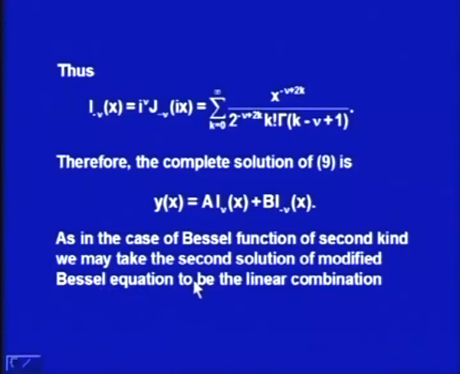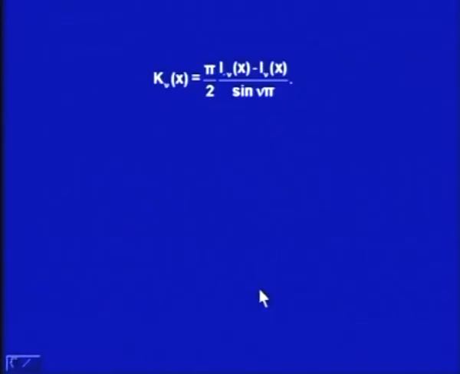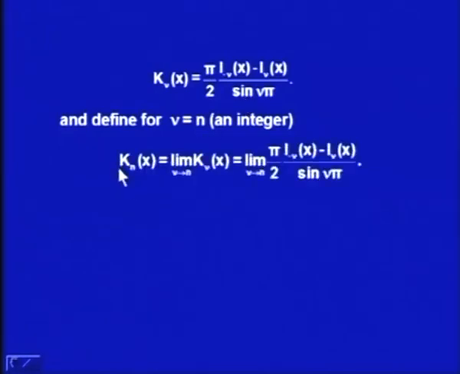Now, as in the case of the Bessel function of the second kind, we may take the second solution of the modified Bessel equation to be the linear combination of I nu (x) and I minus nu (x) when nu is not an integer. That is, we can take K nu (x) equal to pi by 2 into (I minus nu (x) minus I nu (x)) over sin nu pi. And for nu equal to n, an integer, we define K n (x) equal to the limit of K nu (x) as nu goes to n, equal to the limit as nu goes to n of pi by 2 into (I minus nu (x) minus I nu (x)) over sin nu pi.